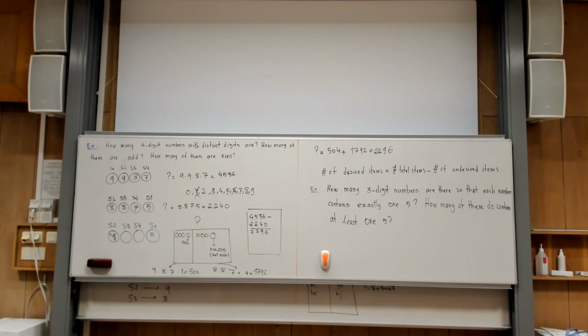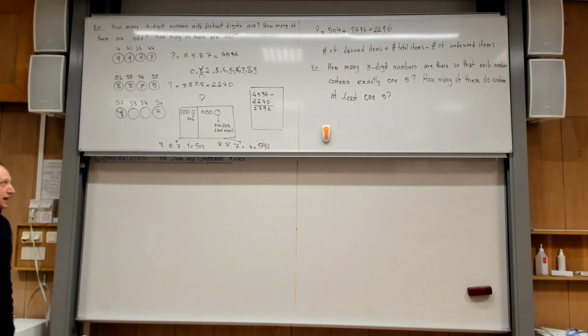The people at home, when I pause the video, you will not be able to see what I have written on the board. If you want to take some short notes from the problem, if you want to think about it: three-digit numbers containing exactly one digit of 5, and how many of them do contain at least one 5? That's the problem. So now I pause the video.